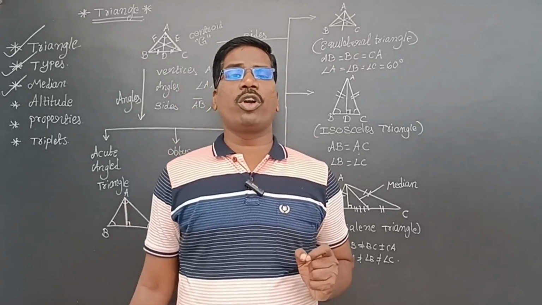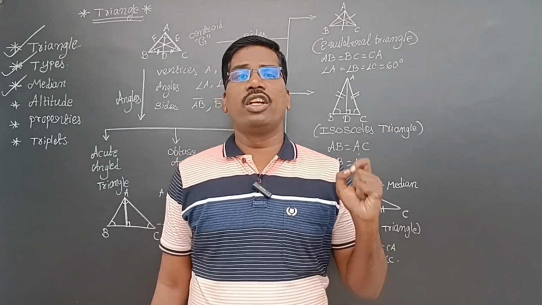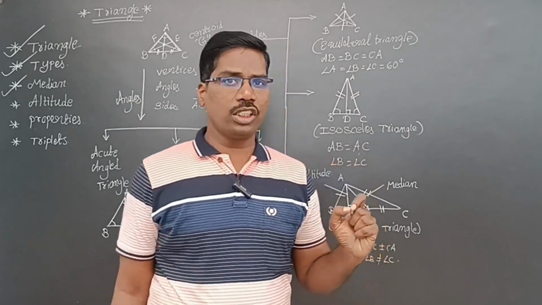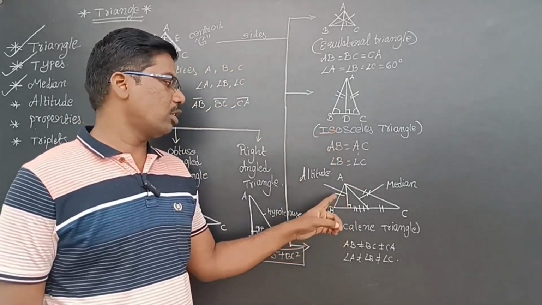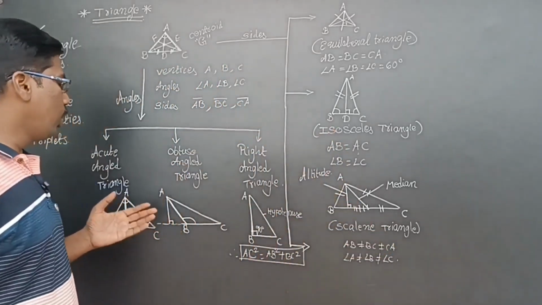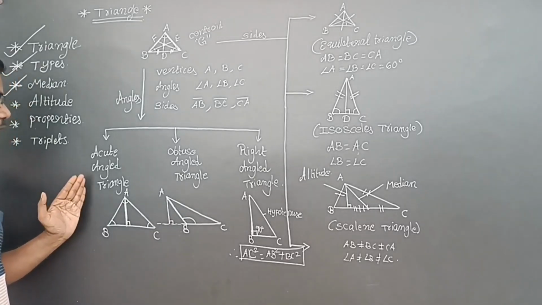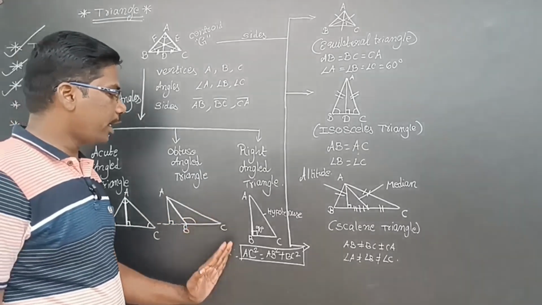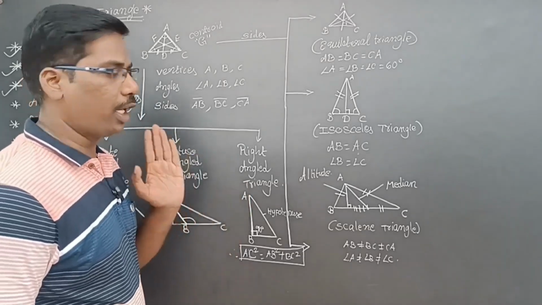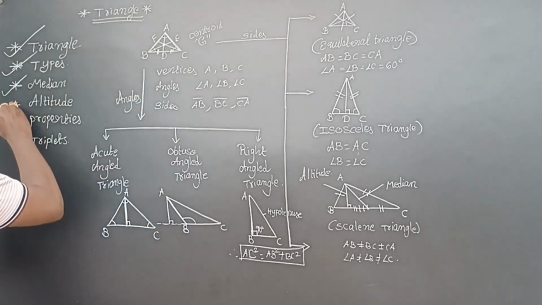So, this is very important. Where is the altitude in the triangle? In an equilateral triangle, the altitude is inside. In an isosceles triangle, the altitude is inside. In a scalene triangle also the altitude is inside. In an acute angle triangle, the altitude is inside; in an obtuse angle triangle, the altitude is outside; and in a right angle triangle, the altitude is one of the sides of the triangle.